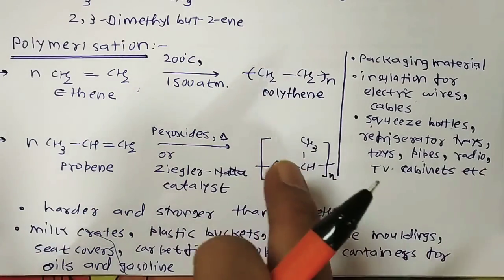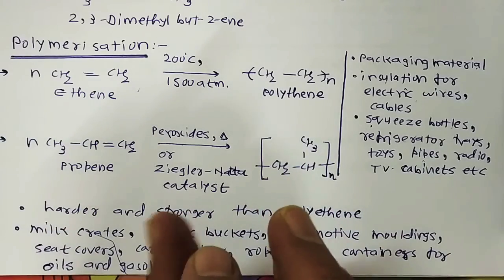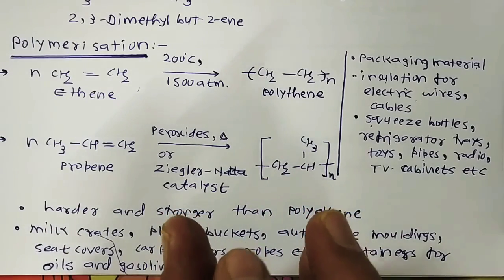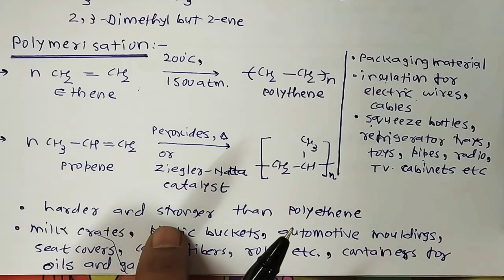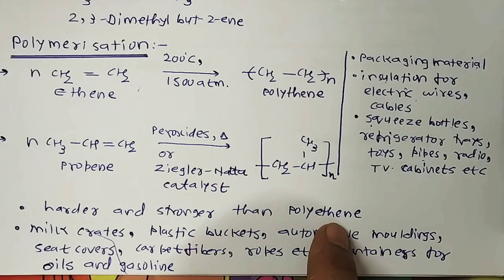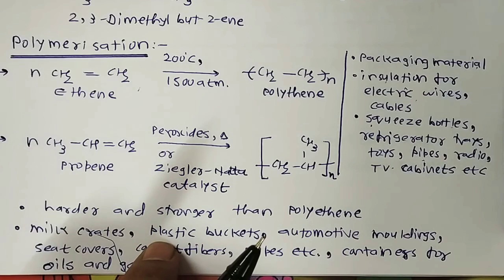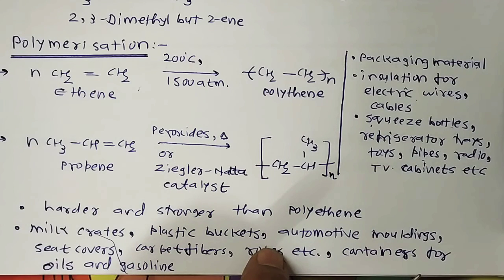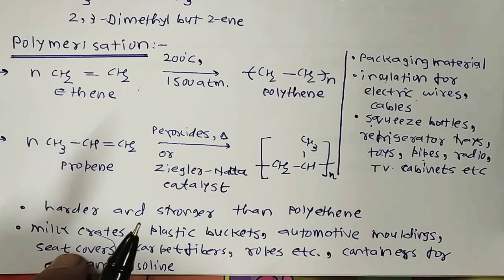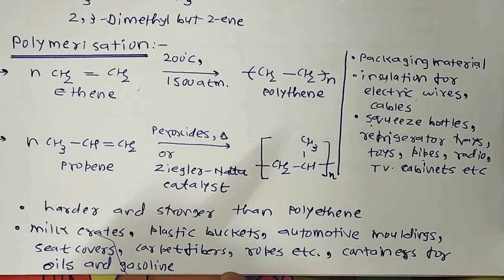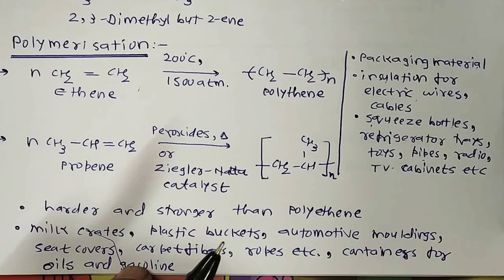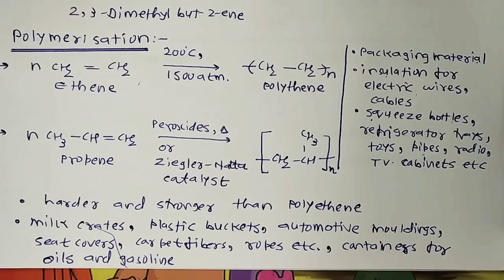What's the difference between polythene and polypropylene? Polypropylene has a quite good molecular weight, so it is harder and stronger than polythene. That's why polypropylene is used for making milk crates, plastic buckets, automotive moldings, seat covers, carpet, fibers, rope, etc. And sometimes containers for oils and gasoline can also be made with the help of polypropylene. So this is all about the polymerization reactions.